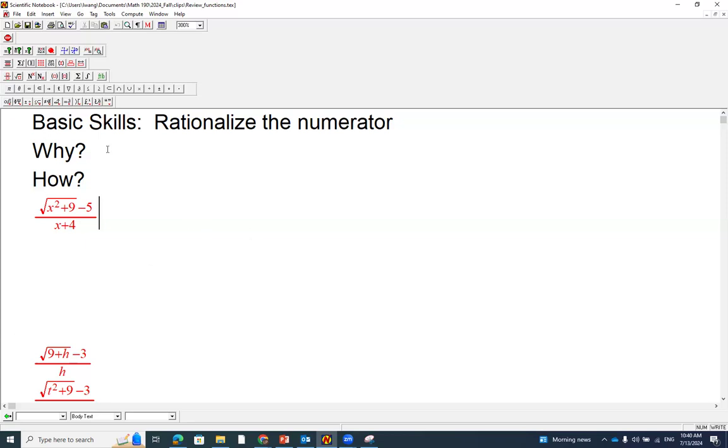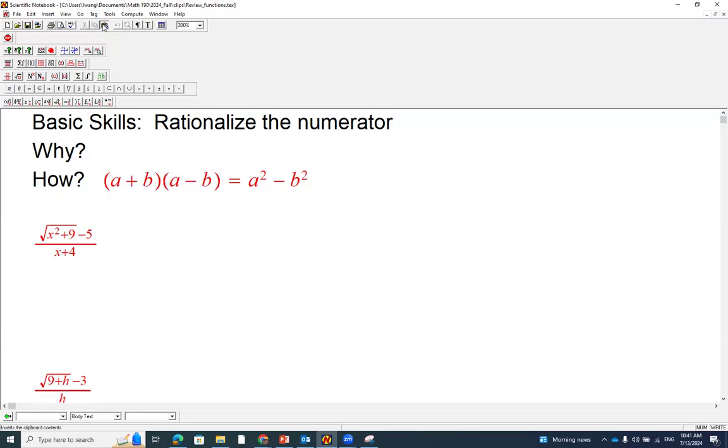The technique we use is based on this algebraic formula, which is for any a and b: a plus b multiplied by a minus b. This product, if you FOIL it, is going to equal a squared minus b squared. a is any real number, b is any real number. And these two numbers are called conjugates.